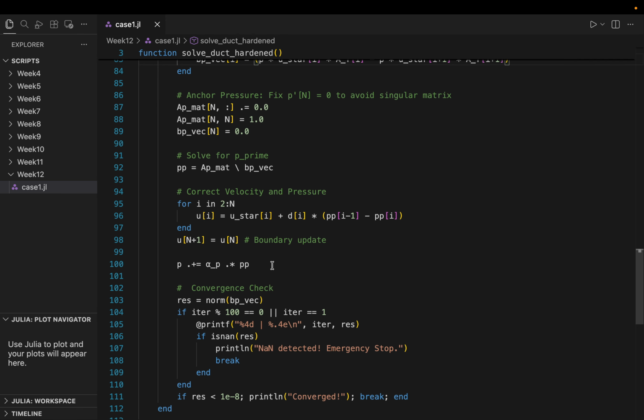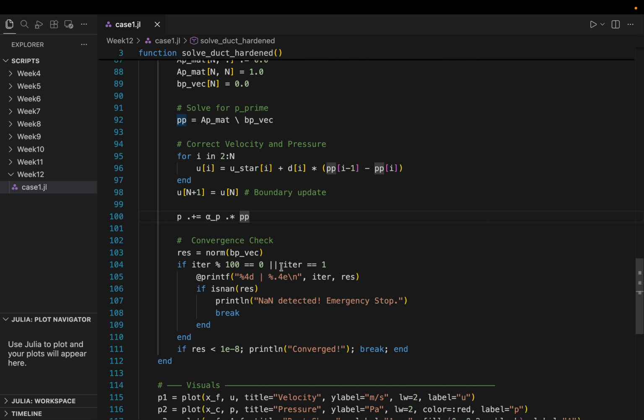As I said before, for correcting the P value, I'll not use P prime directly. I'll use some kind of under relaxation, some alpha P times P prime. This is because while calculating P prime, we made some assumptions. We neglected the contribution from the neighboring terms. So the value of P prime that I actually get will be higher than what is actually possible. So I have to under relax it, artificially dampen it somehow, and that is why we use an under relaxation factor here.